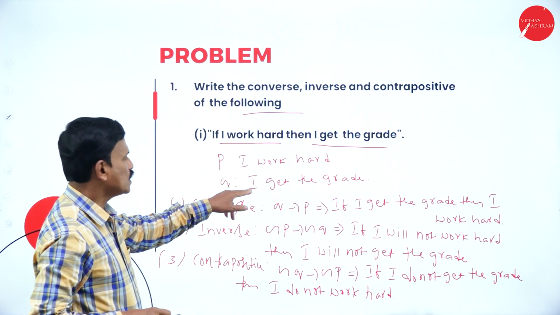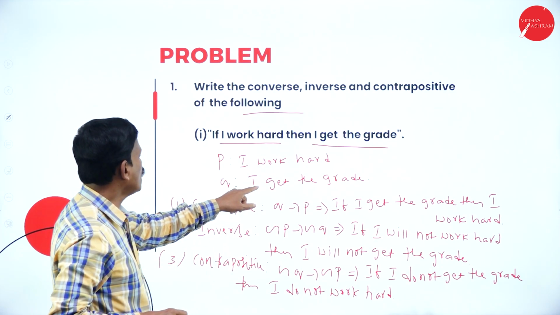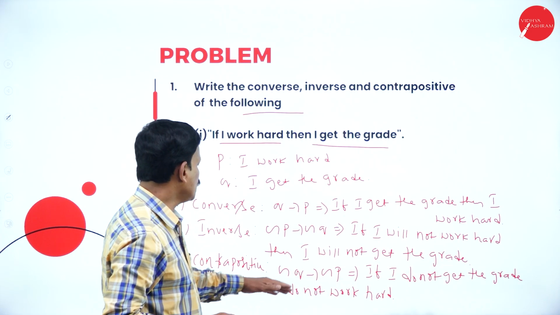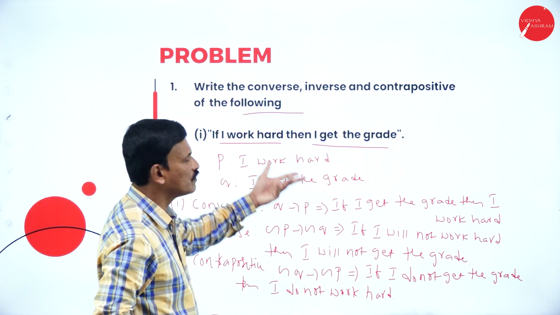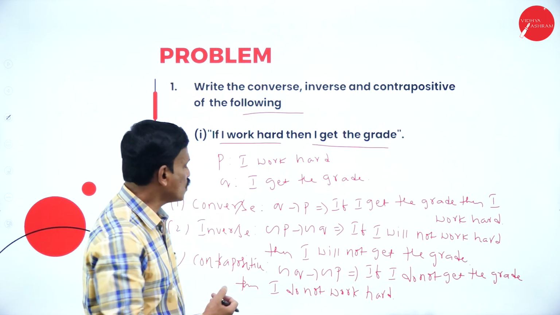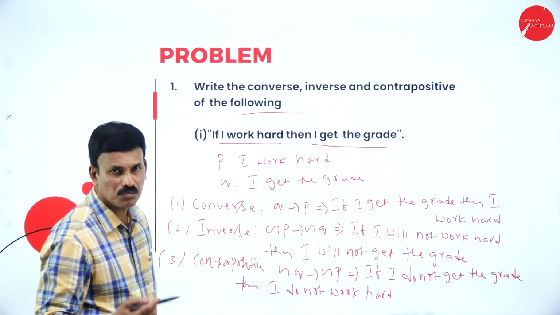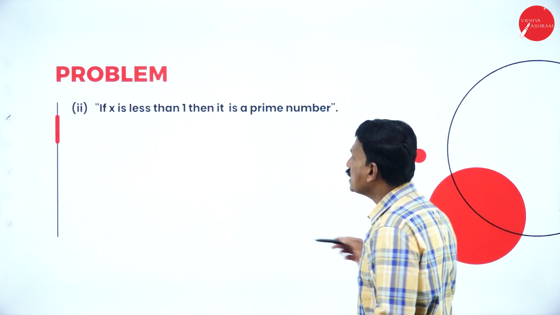See, just put not for both the sentences. First sentence is Q. If I do not get the grade, then I do not work hard. Or if I will not get the grade, then I will not work hard. That's all. This is how we are going to write the converse, inverse, and contrapositive for the given statement. Hope you followed. Now let us take one more similar example.